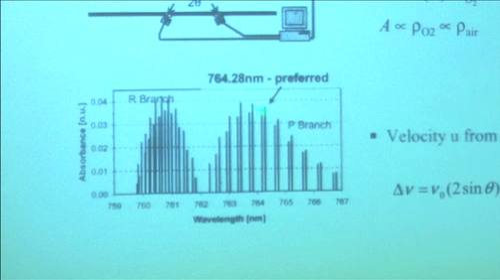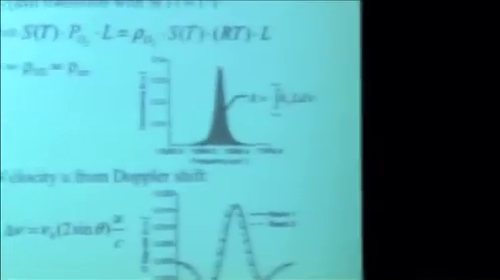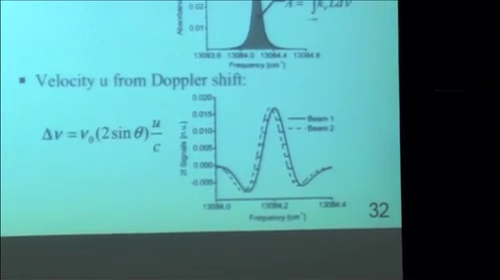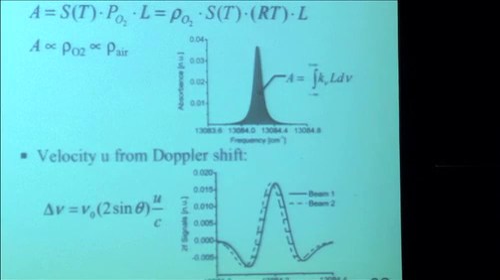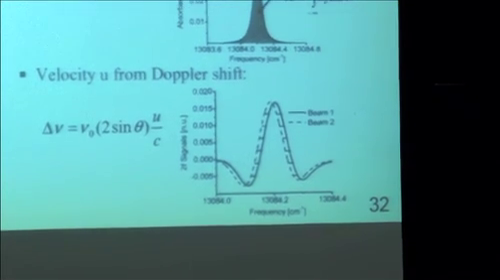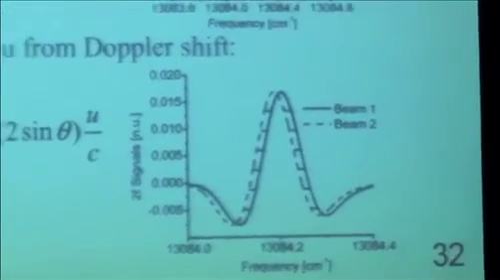Here's the R branch, the P branch. So we looked at one of these lines and we looked at the shift. Now here's where the trick came in. Because the velocities were lower, we didn't just look at the shape of the line. We looked at what's called the 2F spectrum. So we modulate the laser and we do what's called 2F over 1F, and you can emphasize the shifts a little bit more. We could measure smaller shifts and get the noise down.